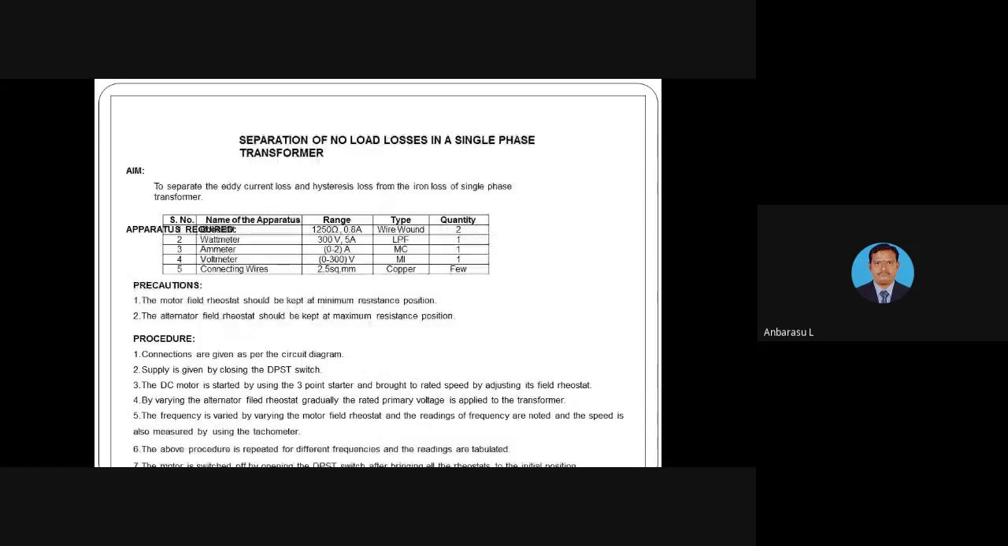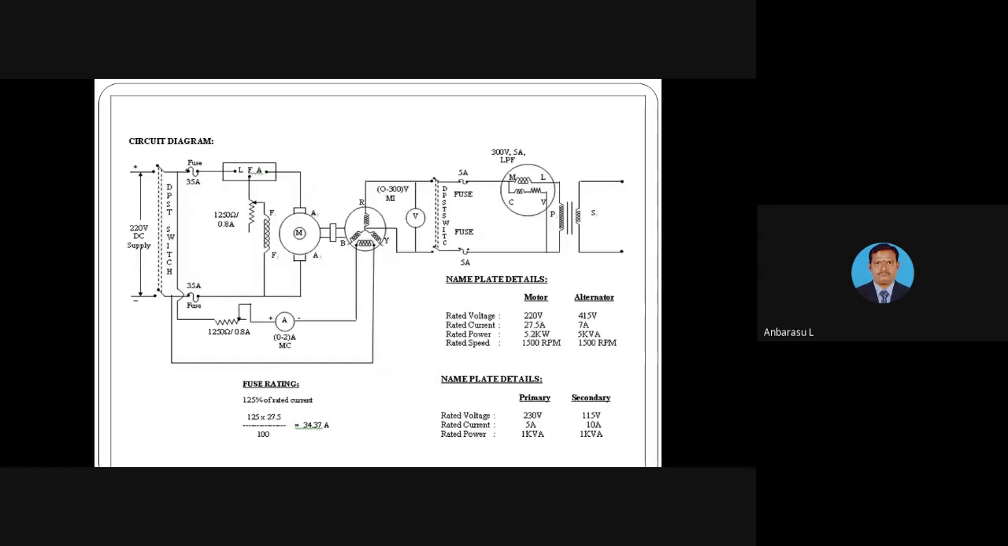Then the separation of no load losses in a single phase transformer. Iron losses consist of hysteresis and eddy current losses. We have to separate the hysteresis losses and eddy current losses by conducting the separation of no load losses on a single phase transformer. It is a circuit arrangement for the separation of no load losses.